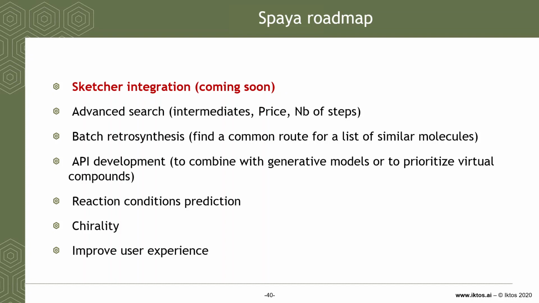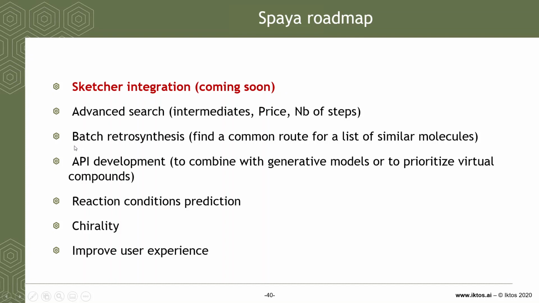We believe those options are very important in the frame of a lead optimization project where you have synthesized, let's say, 100 grams of a given intermediate. So you want to take advantage of that. You don't want to have routes which do not pass by this intermediate. So this is something we will be able to perform in Spaya very soon.